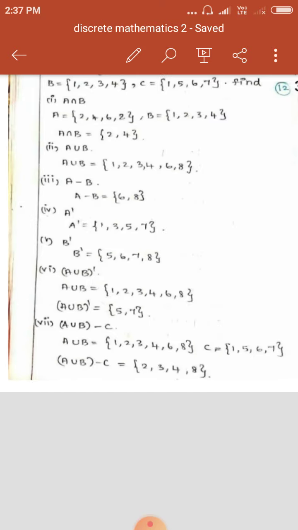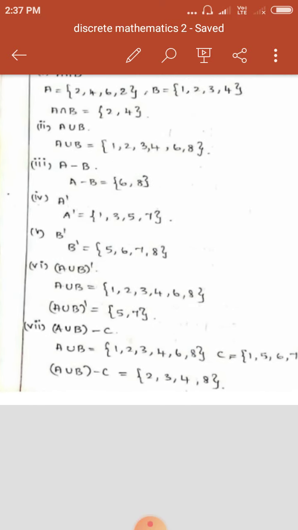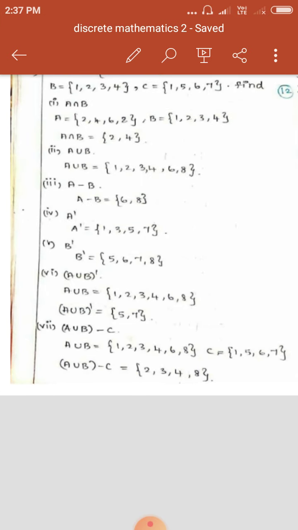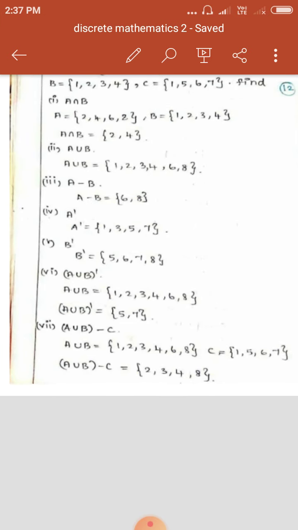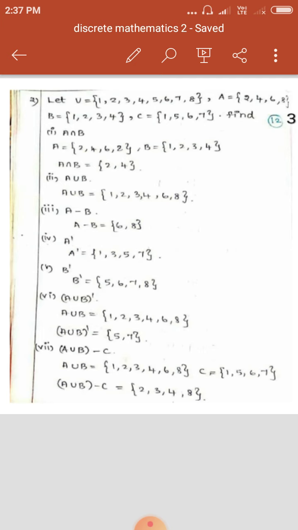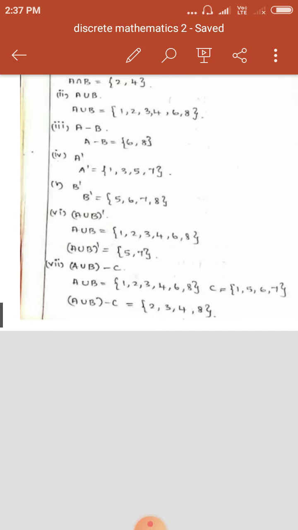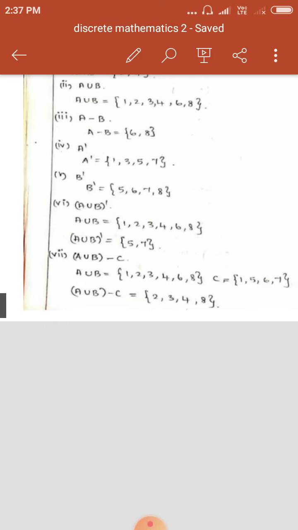Next one, you have to find A union B whole dash. You know the value of A union B is 1, 2, 3, 4, 6, 8. You have to find the complement. So see the universal set, just cancel 1, 2, 3, 4, 6, 8. What are the remaining terms? Remaining terms are 5 and 7. Therefore, A union B whole dash is nothing but {5, 7}.